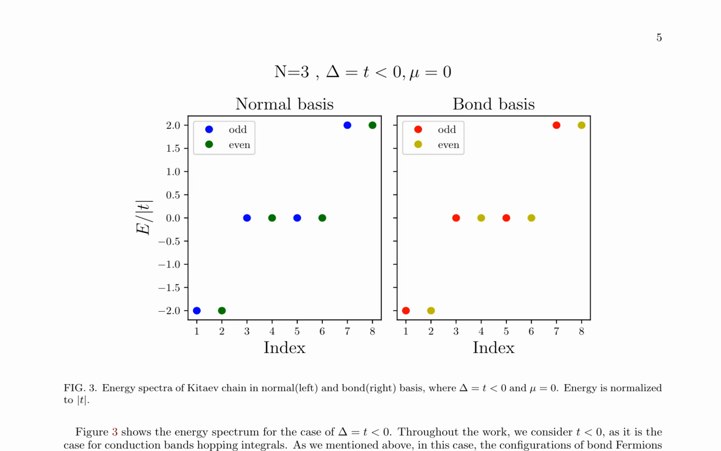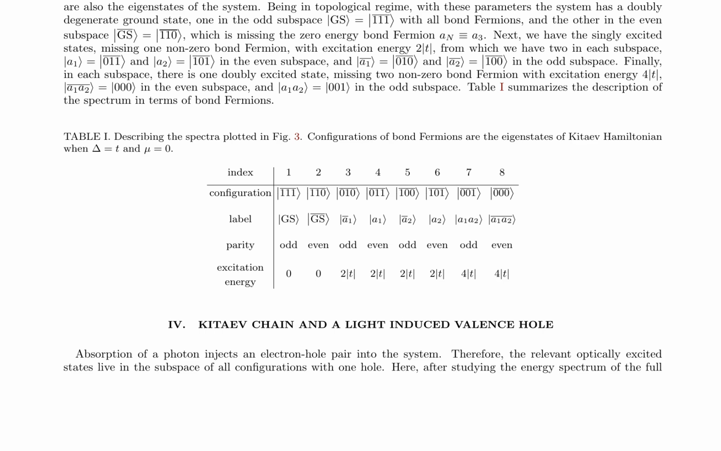A doubly degenerate ground state emerges, accompanied by singly excited states. Doubly excited states also play a significant role in the energy spectrum, contributing to the overall structure. In the context of the Kitaev chain and light-induced valence hole absorption, photon absorption injects an electron-hole pair into the system, which is relevant to the subspace of all configurations with one hole.